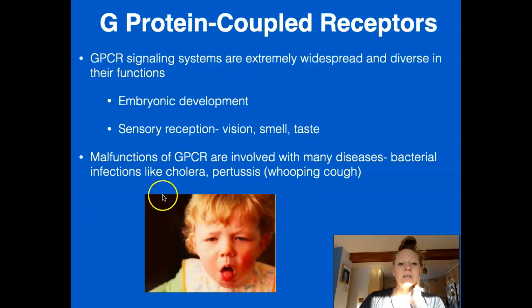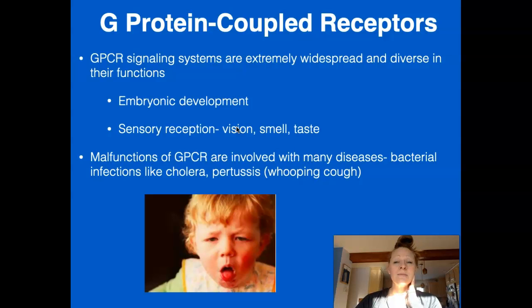So GPCRs are extremely widespread and diverse in their functions. They are going to be used very often in embryonic development because there's lots of communication in embryonic development. There's lots of cells that are growing and developing, and this is also used in sensory reception, so smell, taste, vision. And so know that if something is very important in our cells, when it malfunctions, that's going to cause diseases.